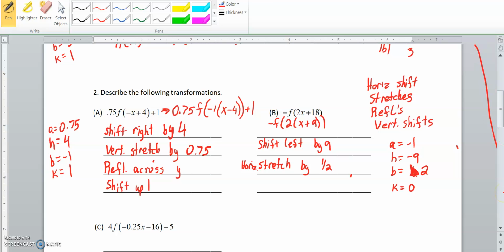Okay. Let's see. Horizontal stretches. There's no vertical stretch because a is 1. Our reflections, we do have a reflection across the x-axis because our a is negative. We have our horizontal shift of 9. We have our stretches taken care of, our reflections, and we have no vertical shift. So we are good to go.